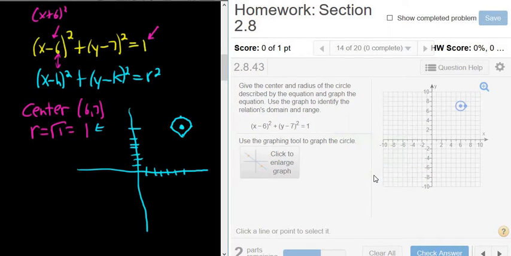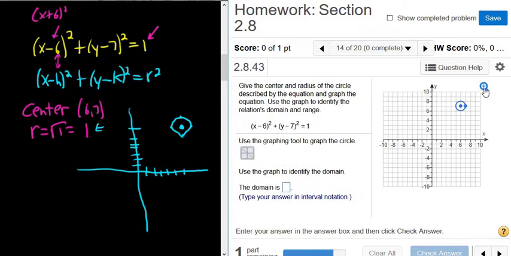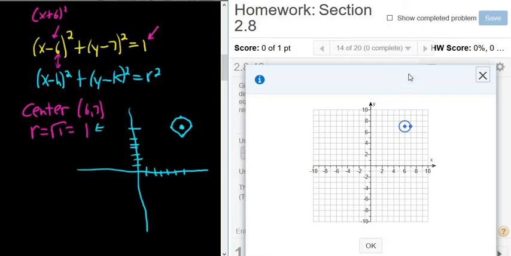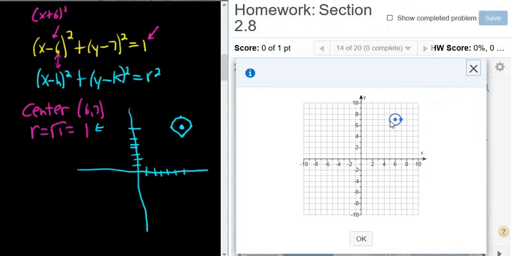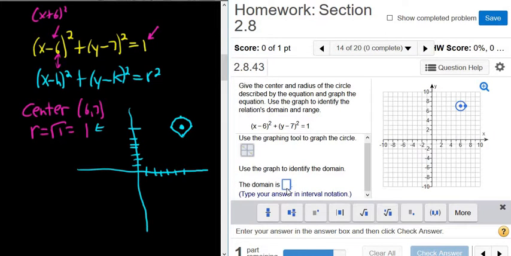That's it. Fantastic. To find the domain, I'm going to click this magnifying glass to make it bigger. There we go. Still doesn't look great. So the domain is all the x values, so left or right. So it'd be 5 to 7, in brackets. So I'm going to come down here. Bracket 5, 7. Check answer.